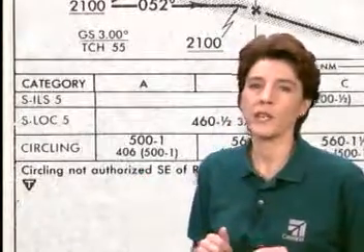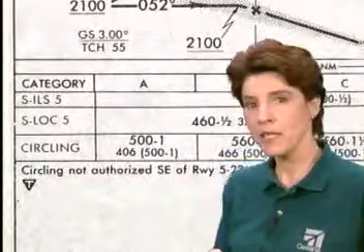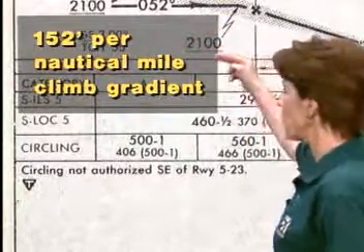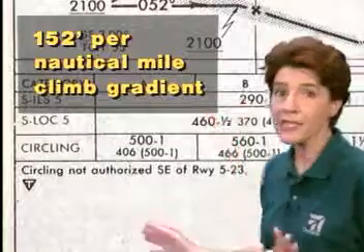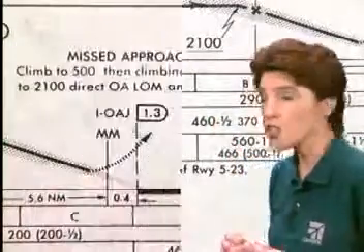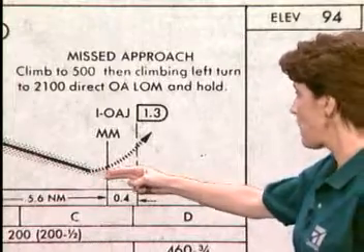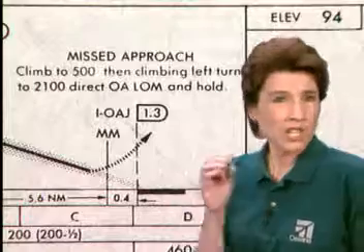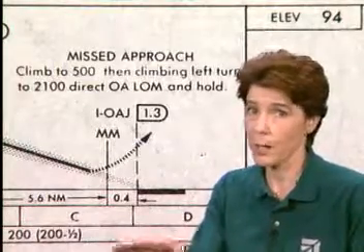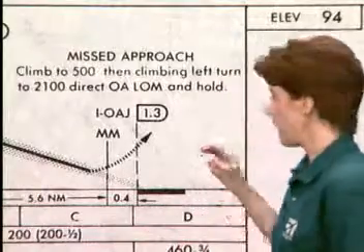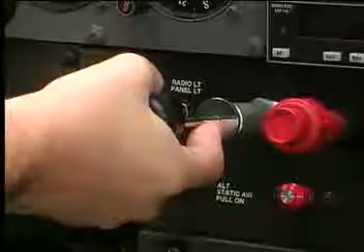Your obstacle clearance on missed approach is based on the same 152 feet per nautical mile climb gradient as the published departure procedures you've used. And that gradient starts at the missed approach point. So if you don't execute the missed approach promptly, you're shaving way too close to the obstacles and terrain around the airport. The first thing to do is start climbing.